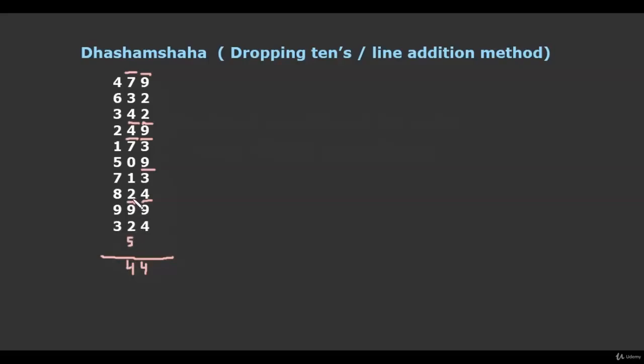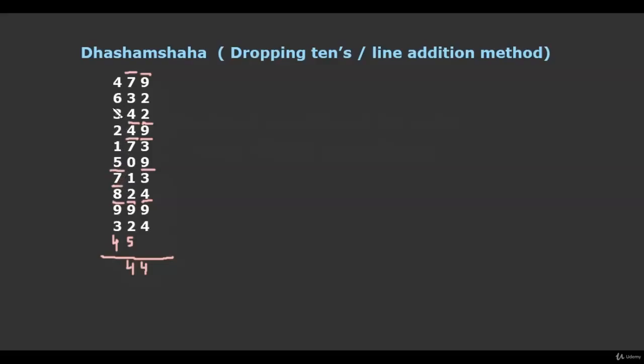We will count the tens, 2 and 4. 4 plus 3 is 7, 7 plus 9 is 16. So we drop 10 over here and carry 6 to the next number. 6 plus 8 is 14. So we drop 10 over here and carry 4 to the next number. 4 plus 7 is 11. So drop 10 over here and carry 1. 1 plus 5 is 6. 6 plus 1 is 7.